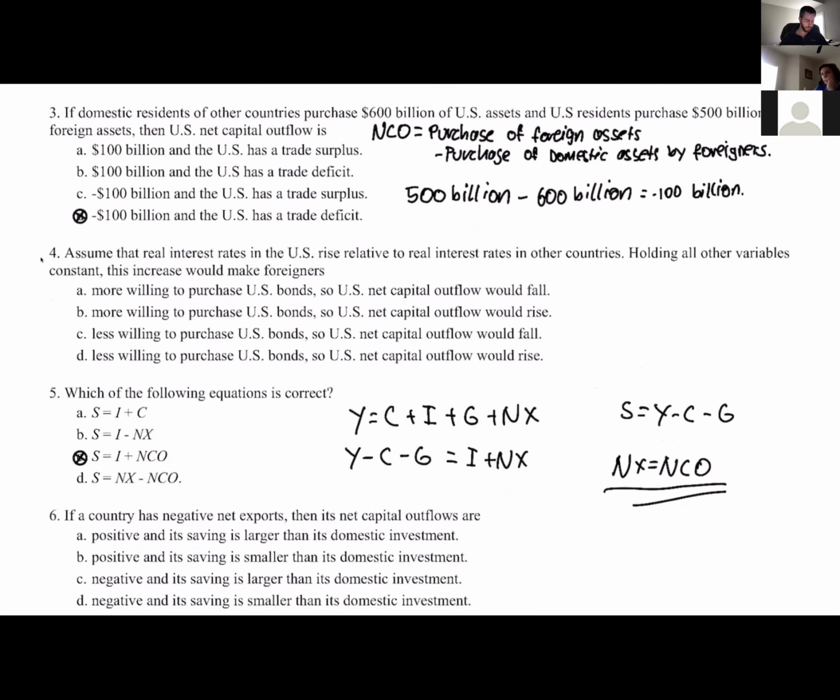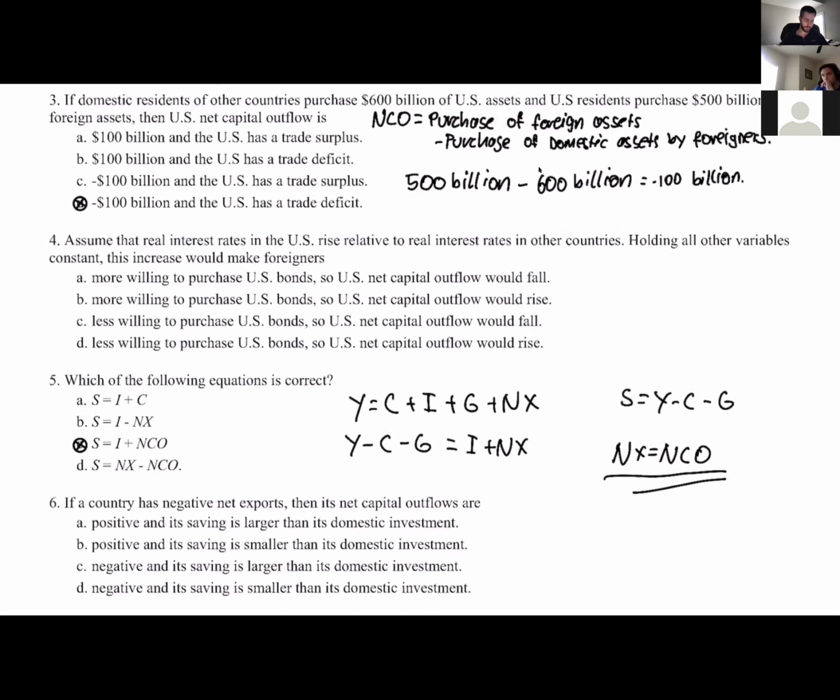Number 3, we're talking about net capital outflow. We're given if domestic residents of the countries purchase 600 billion of US assets and US residents purchase 500 billion of foreign assets, the US net capital outflow is. Remember, net capital outflow is very similar to net exports. Later, you'll see that we're actually setting them equal to each other. So the formula is purchase of foreign assets minus purchase of domestic assets by foreigners. So it's very simple, 500 billion minus 600 billion, minus 100 billion, and they have a trade deficit.